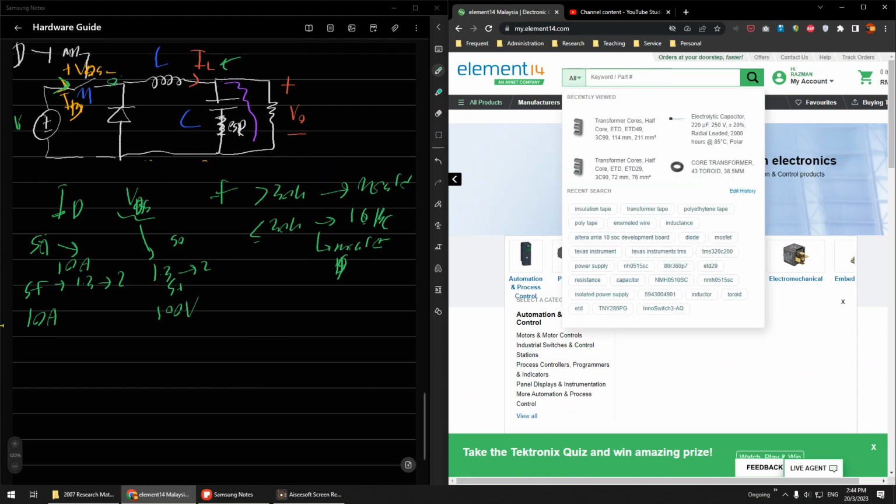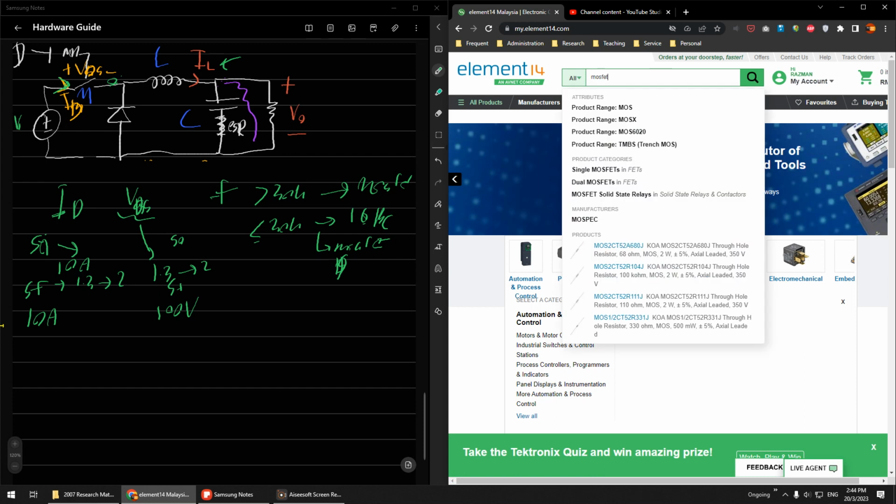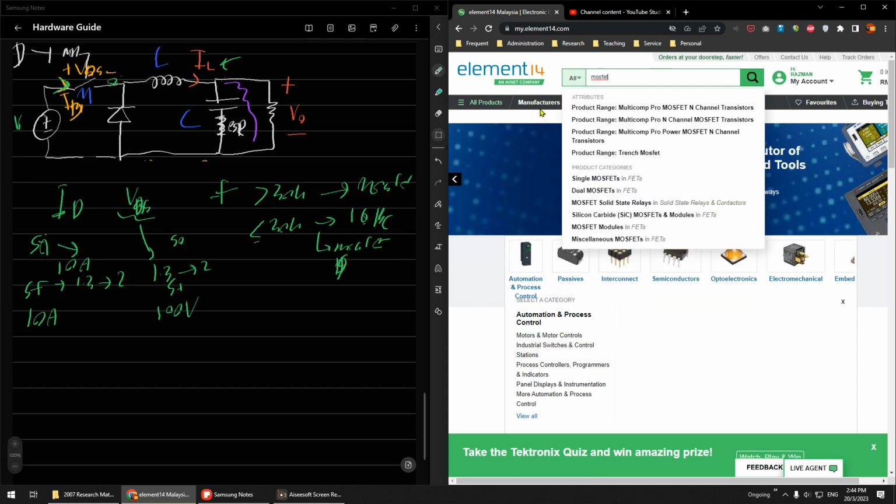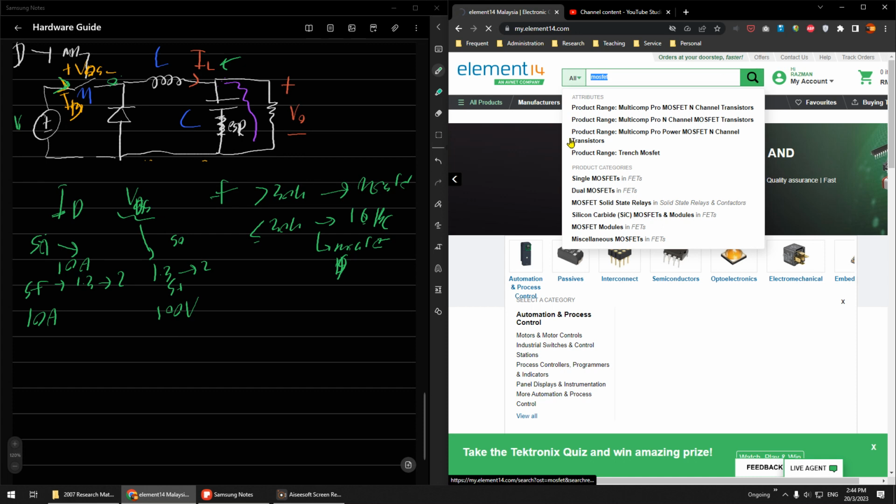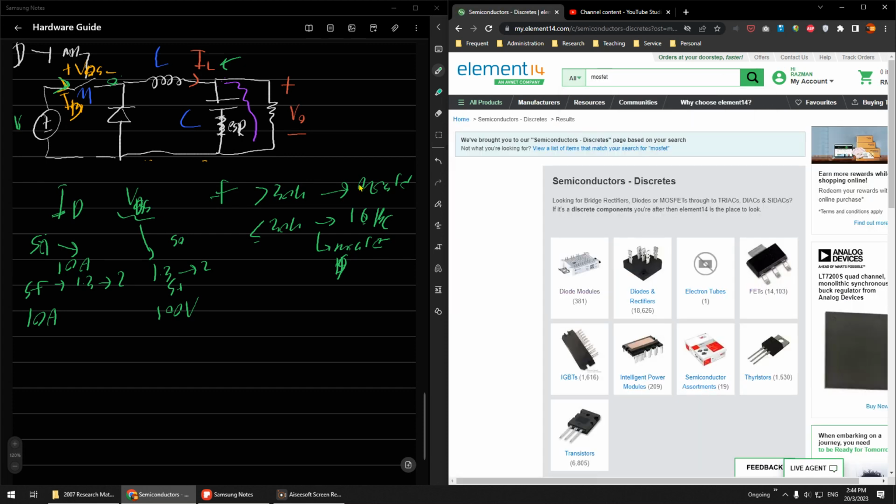So for this case, I choose MOSFET. If you want IGBT, just type IGBT here. For MOSFET, I think they have enhanced and depleted, and have N channel and P channel. Make sure you choose N channel. This one depends on your application. You can read about it, but usually I use enhanced N channel.